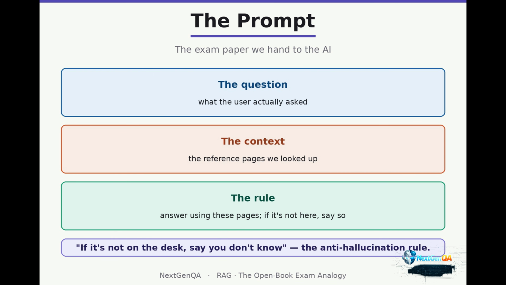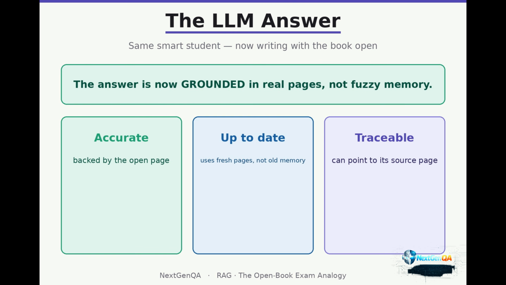Now, finally, the student writes. The LLM answer. The last box. The LLM now reads the prompt. It sees the question. It sees the relevant pages sitting right there, and it sees the instruction to answer from those pages. And now it does what it was always good at: writing a clear, fluent, well structured answer. Except this time it is grounded in real reference material instead of fuzzy memory.